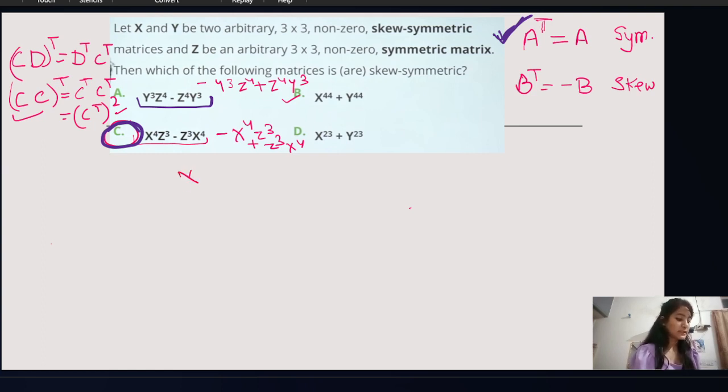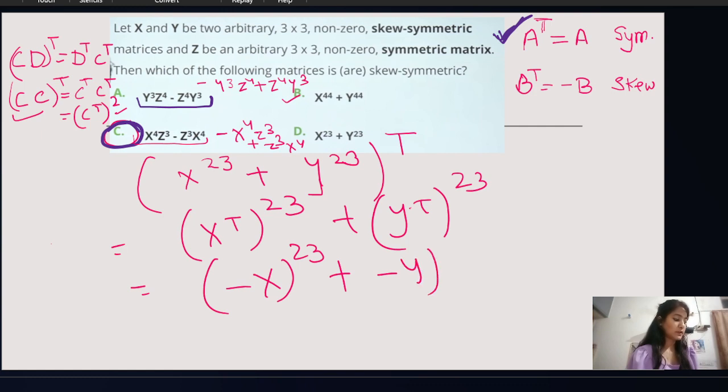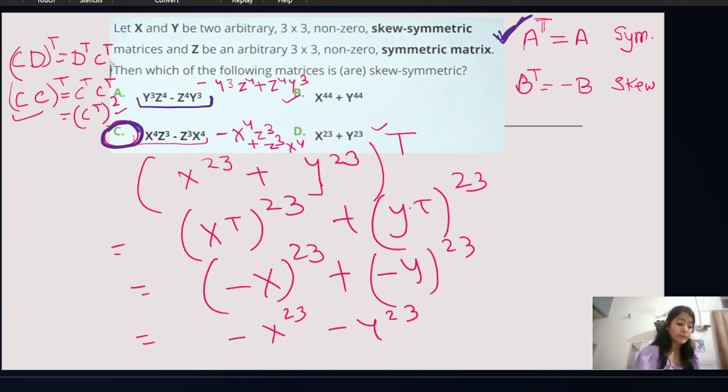So option D is x23 plus y23. Okay, so find the transpose of this matrix. So we are getting xt23 plus yt23. So xt will be minus x23 plus minus y23. So minus x23 minus y23. So here you can see we are getting the negative of this matrix. If we find the transpose of the matrix, we get the negative of the matrix.